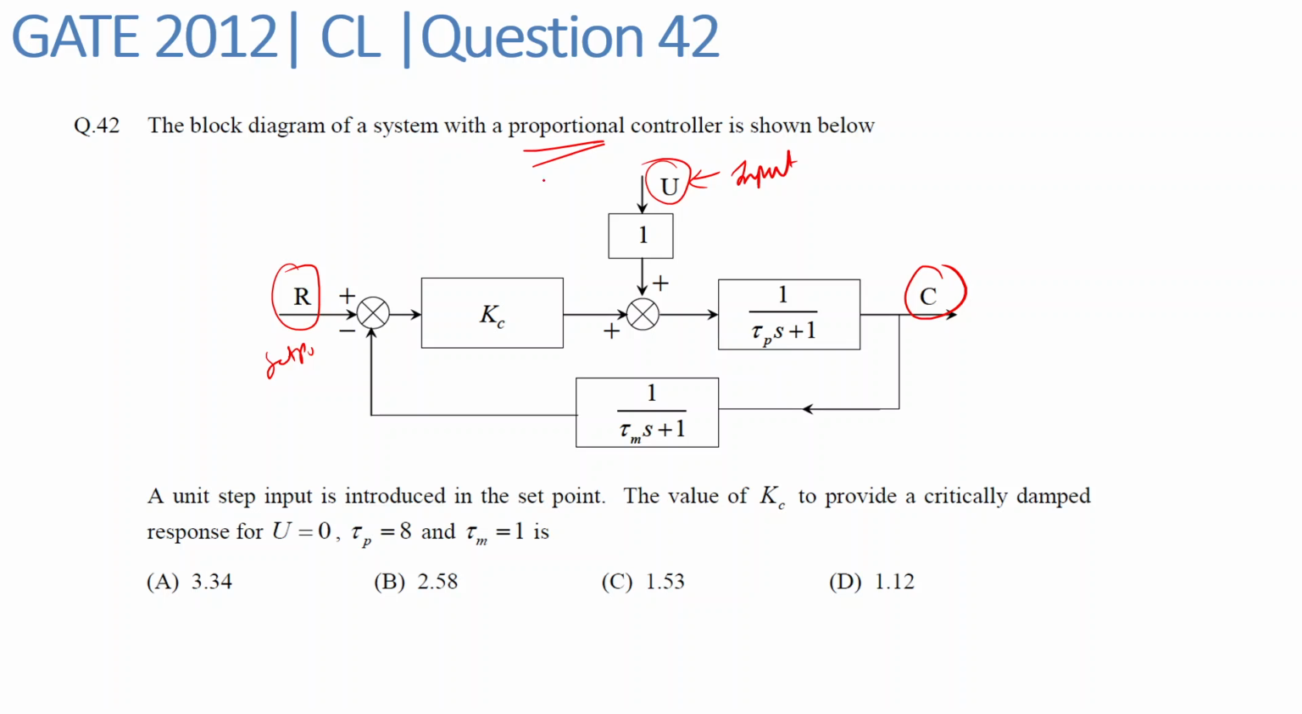We haven't studied this controller in detail yet, but we will just take a look at this example. Then we have these transfer functions, and we have been given that a unit step input is introduced in the set point. So we are introducing a step change over here. The value of Kc which provides a critically damped response for u equal to 0, tau p equal to 8, and tau m equal to 1 is dash. So basically, we have been asked to find the value of Kc if this entire closed loop system behaves as a critically damped system. Basically, if the response is critically damped, then we have to find this value of Kc, that is the controller gain.